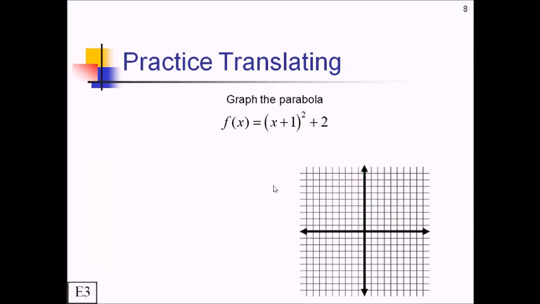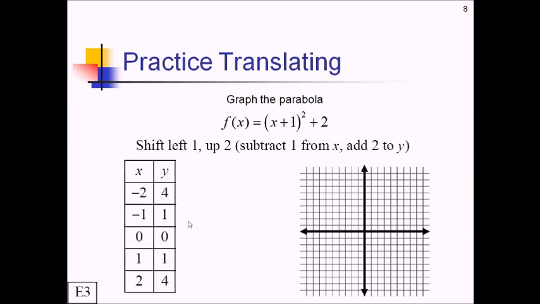We're going to do one more. Pause the video and try this one on your own. All right, let's see what we came up with for our changes. Inside change of a +1, that means we're actually going to subtract 1 from the x values. So we're shifting left by 1. Outside change of plus 2, so we're shifting up 2, adding 2 to all the y values.